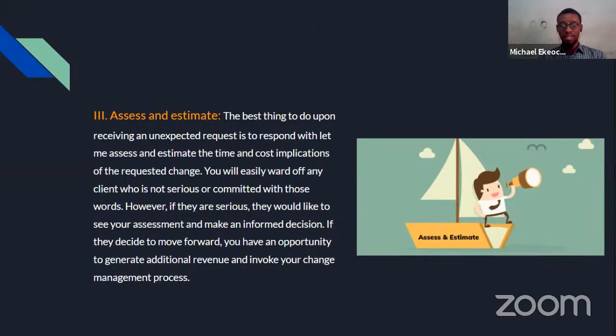And then from the assessment you've made, make an informed decision. Then they will have a clearer idea of what it's going to entail to actually effect this change. Then if the client wishes to proceed with that change, you have the opportunity to generate additional revenue and invoke your change management process. Like I said earlier, you should always have a strong change management process.